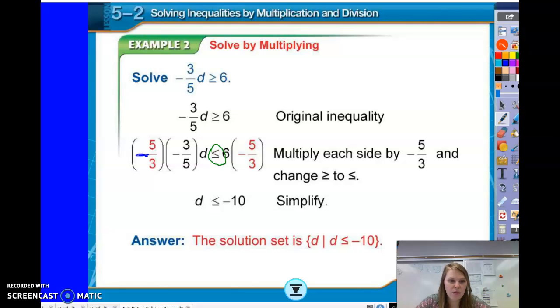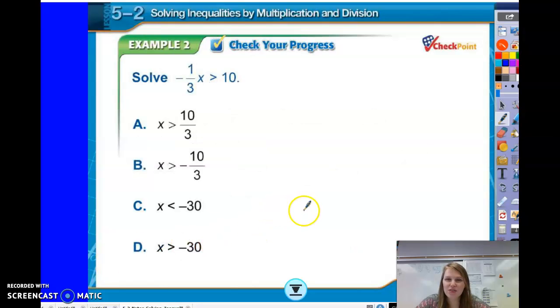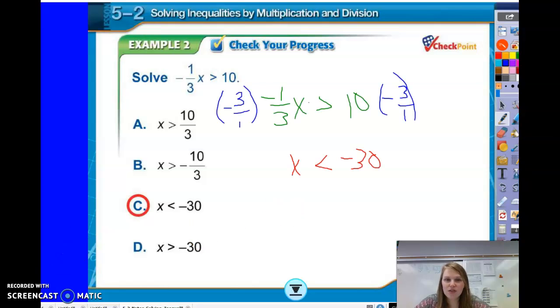Let's go ahead and do another problem here. You can pause right here, see what you can do, and then when you're ready to check your answer, hit play. When I worked through it, I had negative 1/3 x, so to get x by itself I multiplied by negative 3/1. This side all cancels out, so I end up with x. I had to flip my sign, so I ended up with x is less than, and this side simplified to 30. So my answer was C.